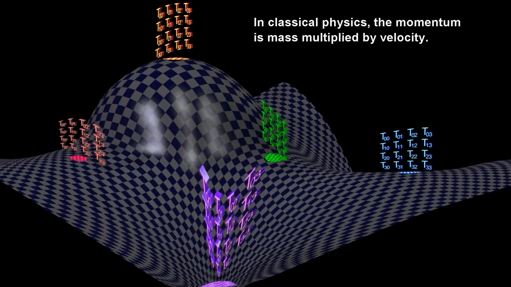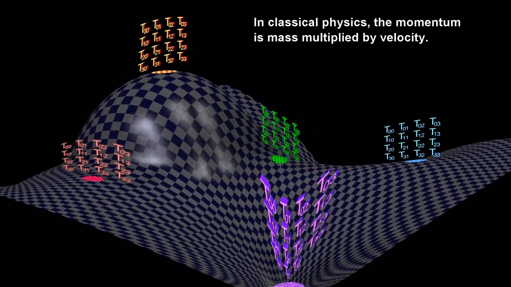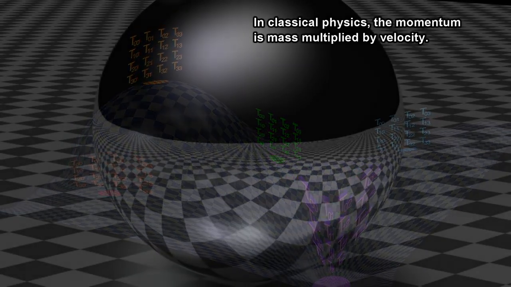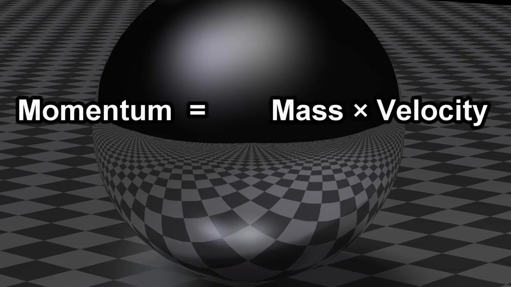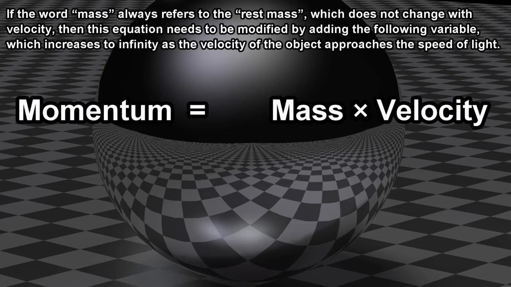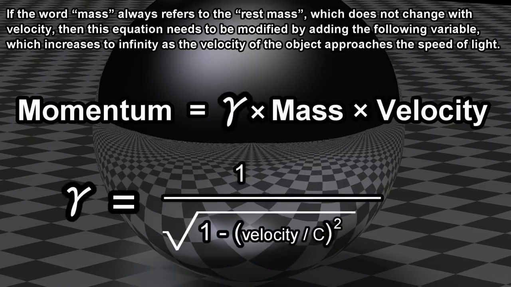In classical physics, the momentum is mass multiplied by velocity. If the word mass always refers to the rest mass, which does not change with velocity, then this equation needs to be modified by adding the following variable, which increases to infinity as the velocity of the object approaches the speed of light.